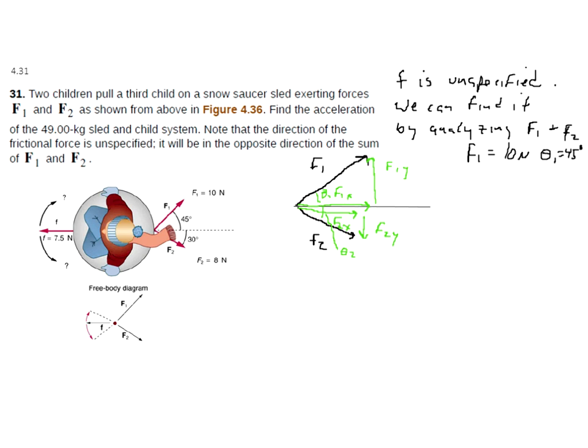F1 equals 10 newtons, theta 1 equals 45 degrees, F2 equals 8 newtons, theta 2 equals 30 degrees. And this is a problem from the book. One question you might ask yourself is, are these reasonable forces?